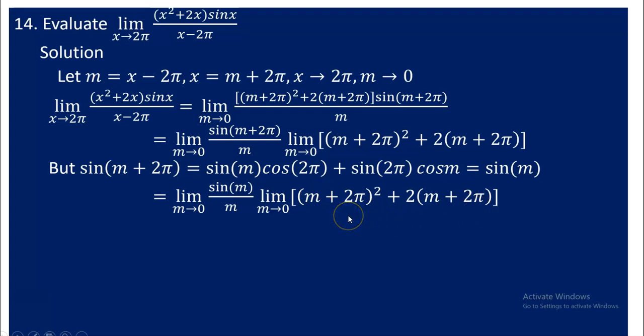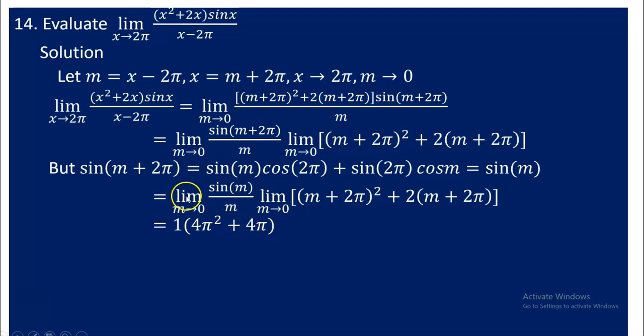Mind you, students, that you are free to substitute 0 in place of m throughout for this particular limit analysis. But as you studied before, this is 1, students. This is 1 because remember the limit of sine x over x as x approaches 0 is 1. It's a matter of changing x to m, nothing else. So this turns to be 1 times, substituting 0 here, 0 plus 2 pi is 2 pi, squared, 4 pi squared can come. Here also 0 plus 2 pi is 2 pi, so 2 times 2 pi is 4 pi.